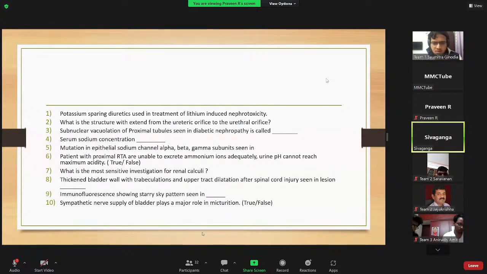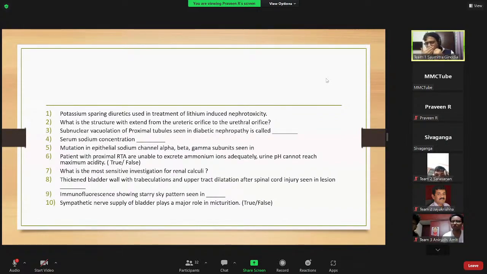Time starts now. First is amiloride. Okay. 9th is PSGN. Okay. Fourth is 135 to 145 milliequivalents per liter. Okay. Third is Arbuthnot-Lane... Epstein lesions. Okay. Most sensitive. Seventh is CT scan.